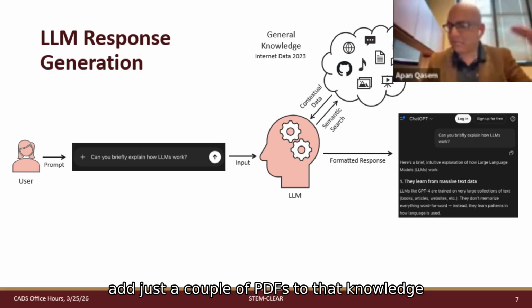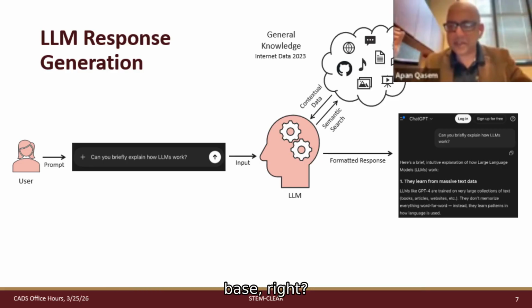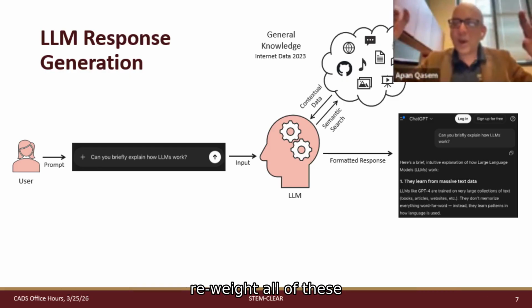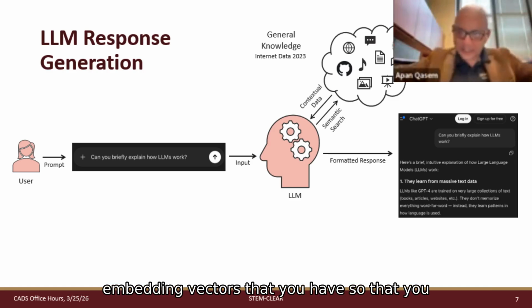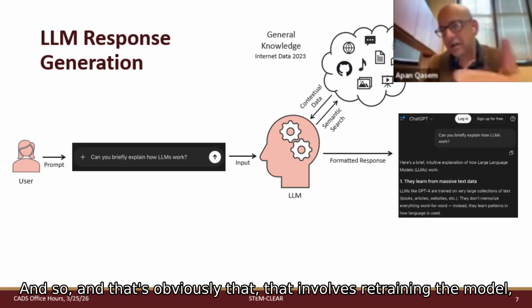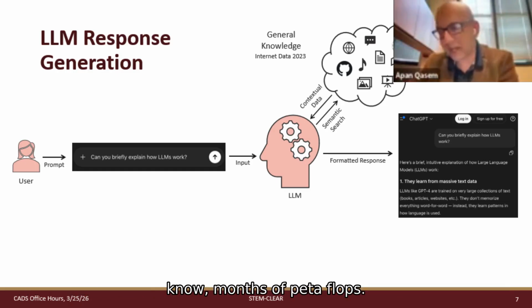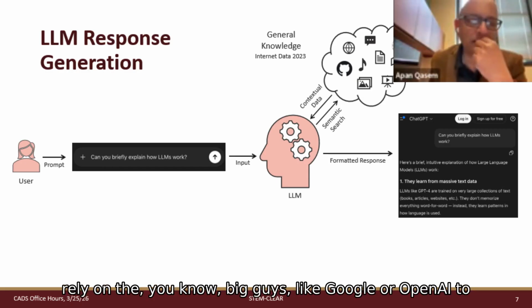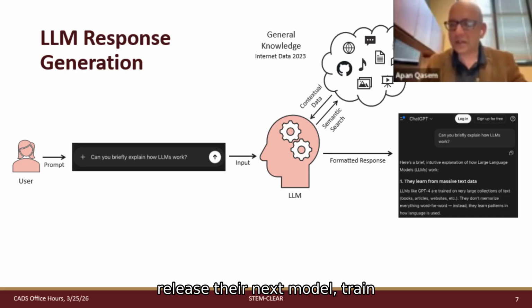Even if we are trying to add just a couple of PDFs to that knowledge base, right? You have to recalibrate, or the technical term would be reweight, all of these embedding vectors that you have so that you have a coherent database that can be probed. And that obviously involves retraining the model, which can take months of petaflops. So it's something that you and I can't do individually. We have to rely on the big guys like Google or OpenAI to release their next trained model, and use that iteration.